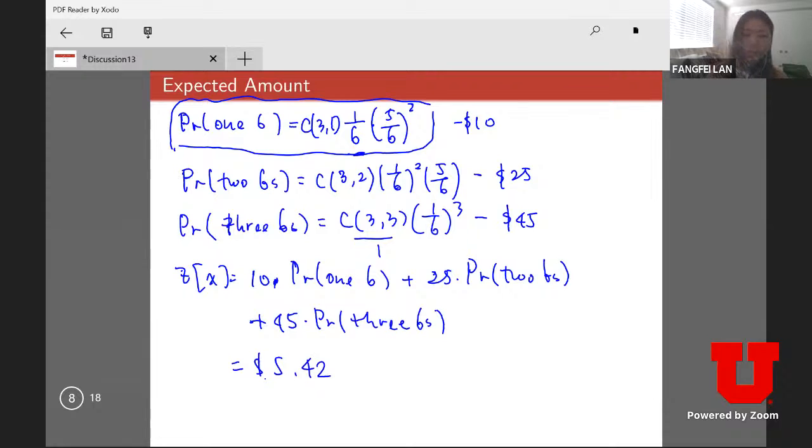So that's why we shouldn't spend too much money at the casino, because most of the time you'll probably lose. You have to pay $10 to get in the game, and then you only win $5 back, on expected value. Obviously, you can win $45 sometimes.